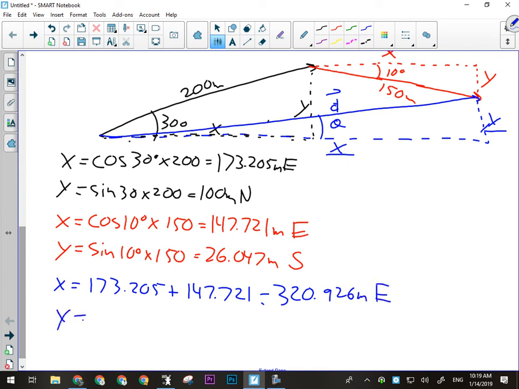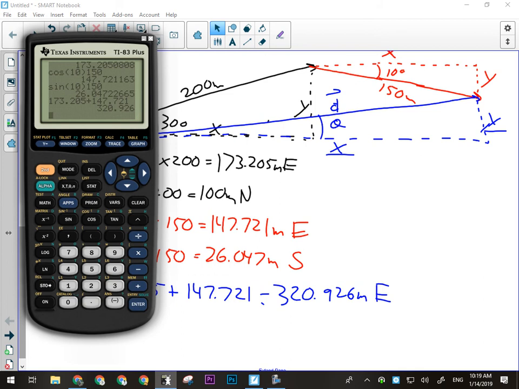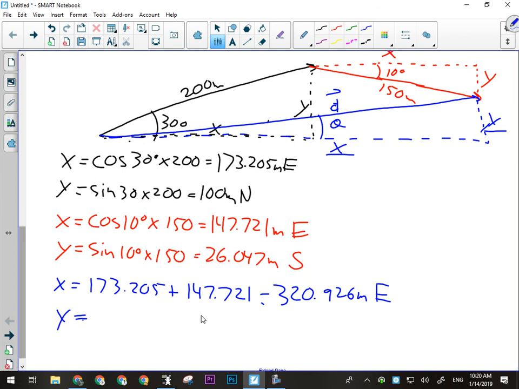Okay, then blue y. Blue y we calculate. We said we were going to subtract because those vectors were opposite. So we'll have 100 minus 26.047, and that's going to be 73.953 meters, and that is going to end up being north. The line on my triangle clearly showed I still ended up going north overall.